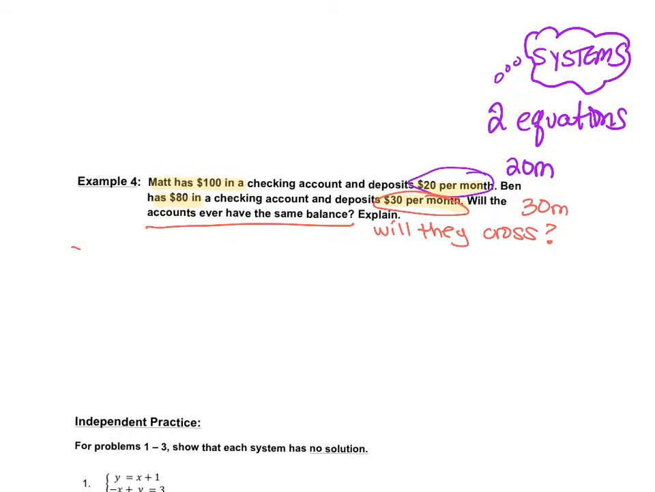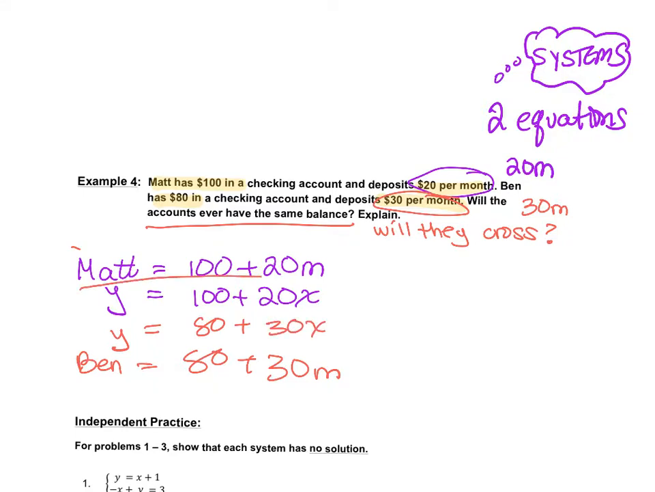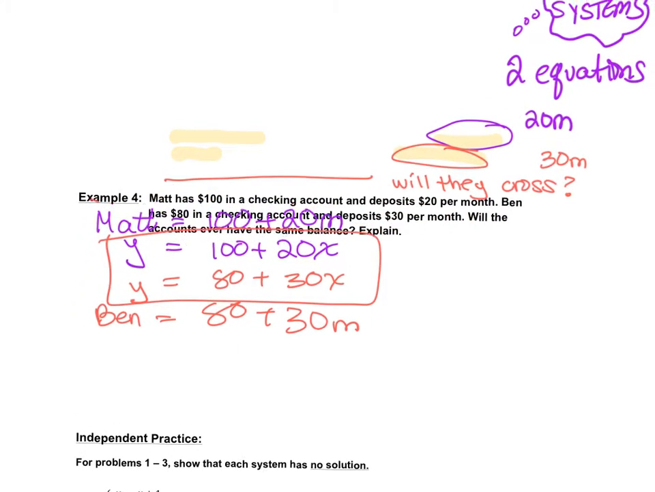So let's make an equation for Matt. Let's make Matt purple. Matt has $100 in his checking account, plus he's depositing 20 per month. You can use the letter Y to symbolize Matt, 100 plus 20x, so that you have it in y equals mx plus b. Ben has $80 in his account, and he's depositing 30 per month. Well, the amount he has, which is the y, is going to be the 80 plus 30x. Notice I put these 2 equations in terms of y and x so that I could see them more like slope-intercept.